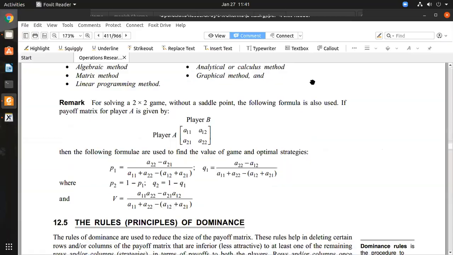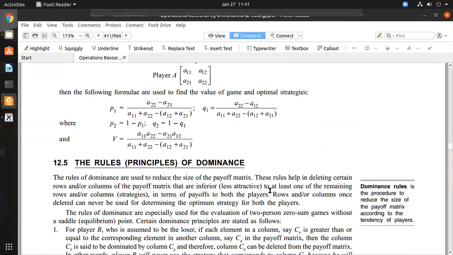So what does dominance tell us here? In this we are interested in deleting some rows or columns that are inferior, less attractive than at least one of the remaining rows or columns in terms of payoffs to both the players. Rows and columns, once deleted, can never be used for determining the optimum strategy for both the players.